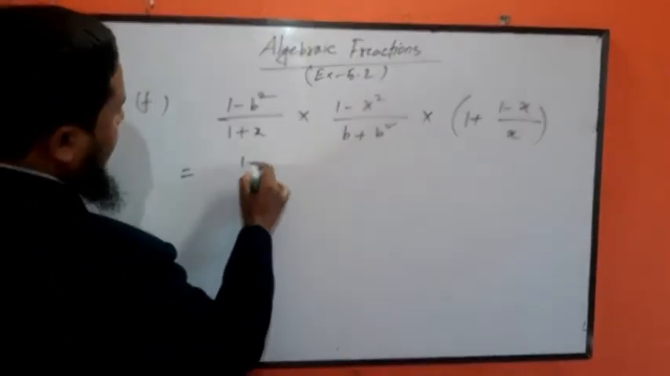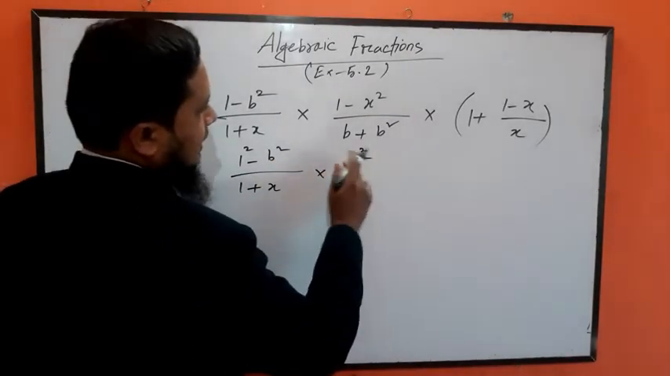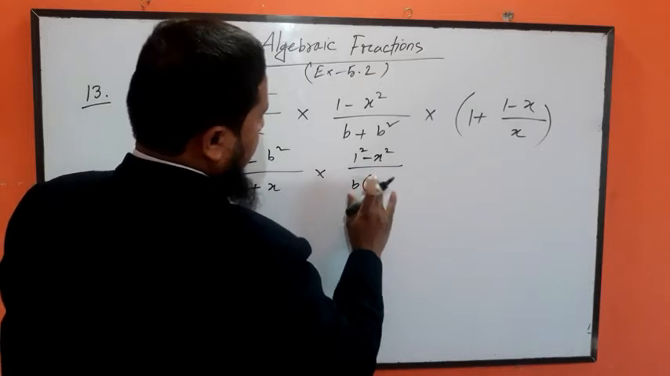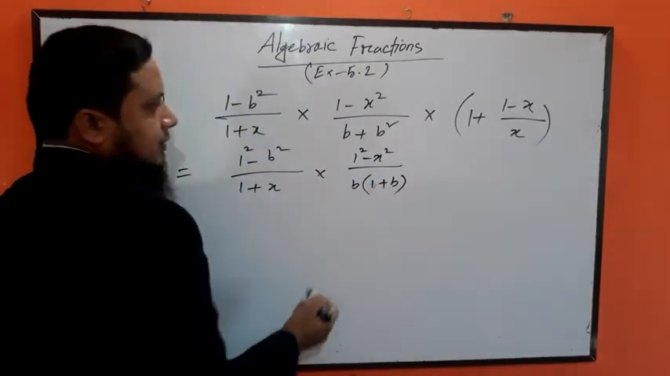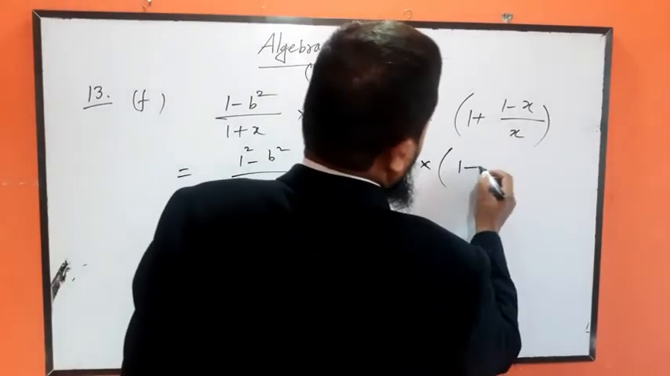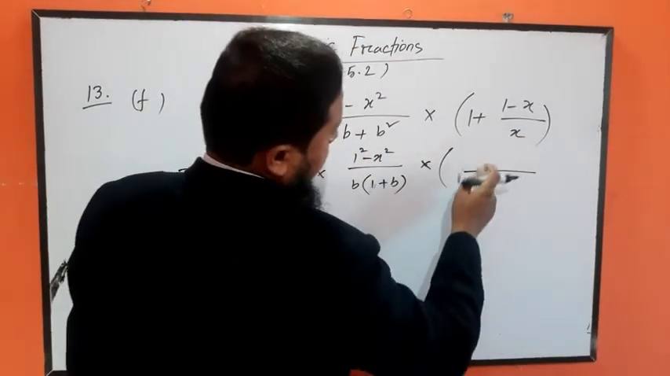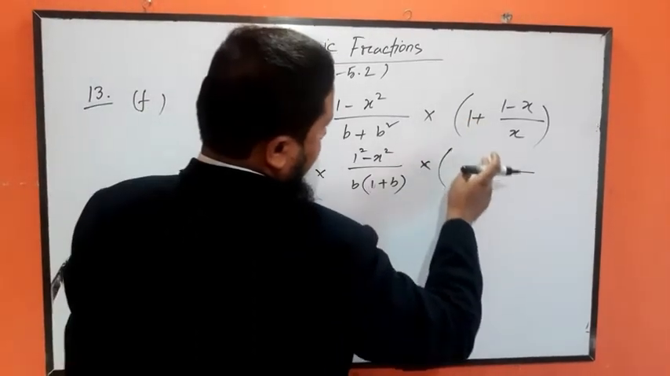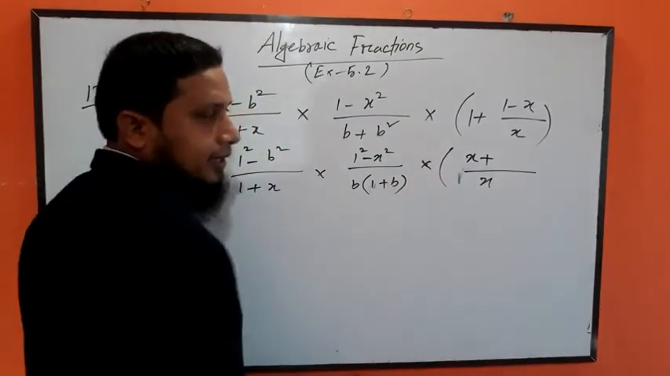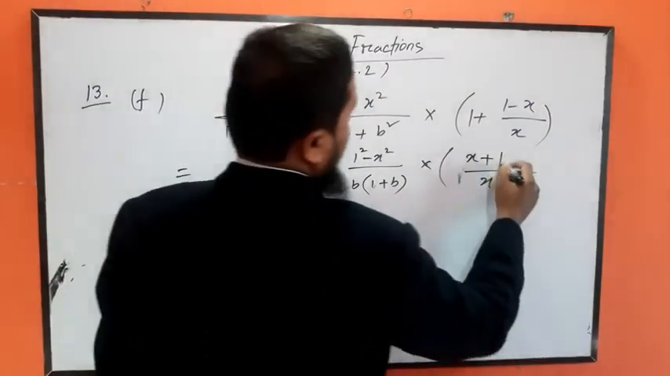Now we can write this one, 1 square b square 1 plus x. This we can write 1 square x square. Here b is common, we can write 1 plus b. Here 1 plus, now we do the LCM, x. Now x multiplied with 1, we get x, and here it is the same, we divide by x and get 1. So 1 multiplied with 1 minus x, we get 1 minus x.